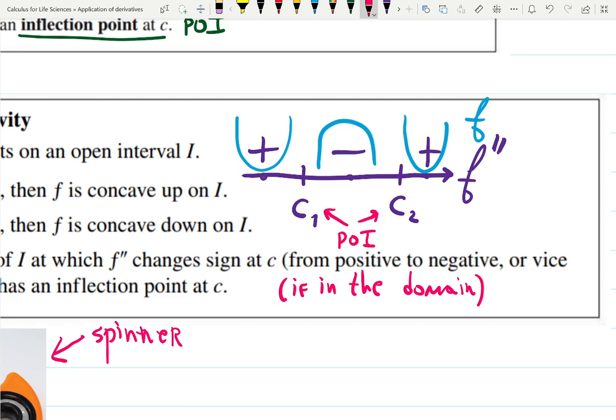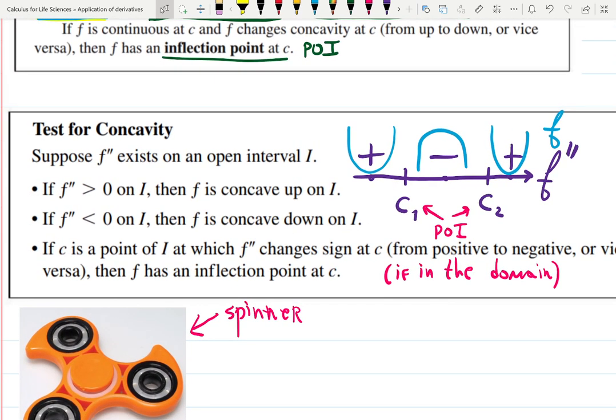I can't read the original test. Oh, sorry. Good to see you. Good job for telling me.